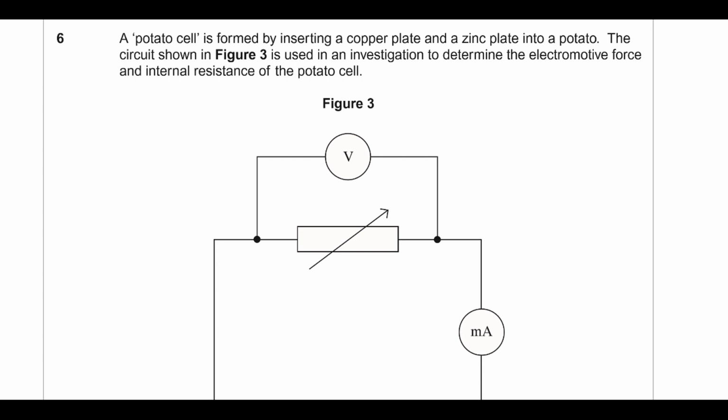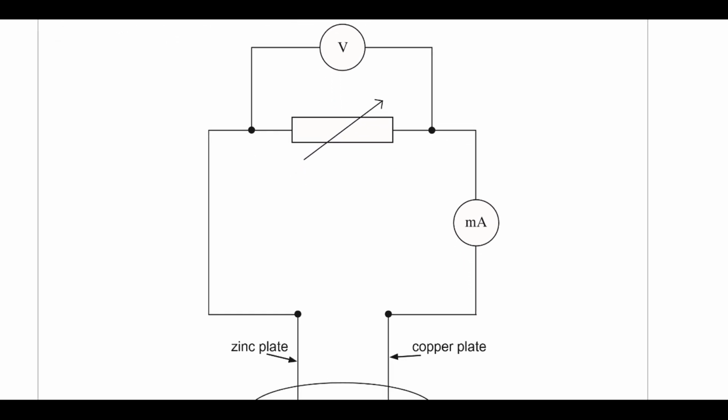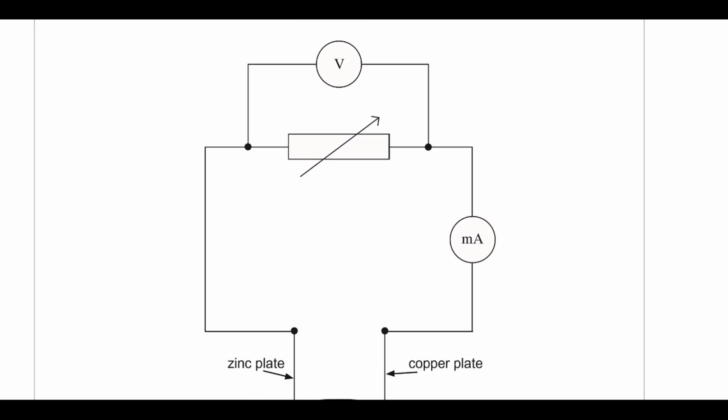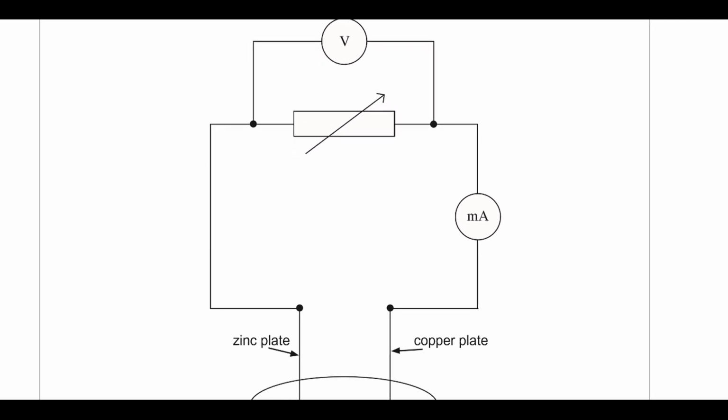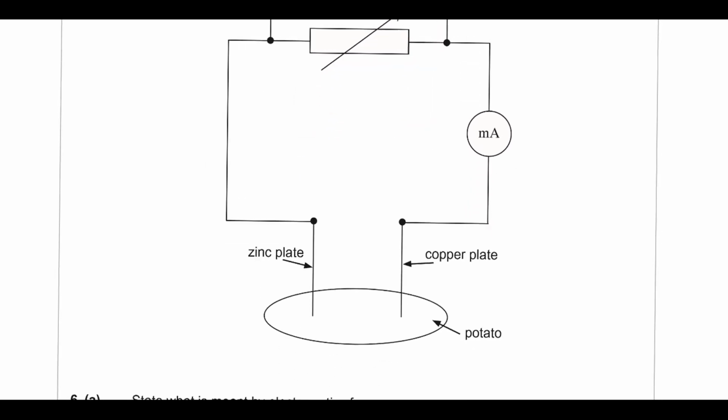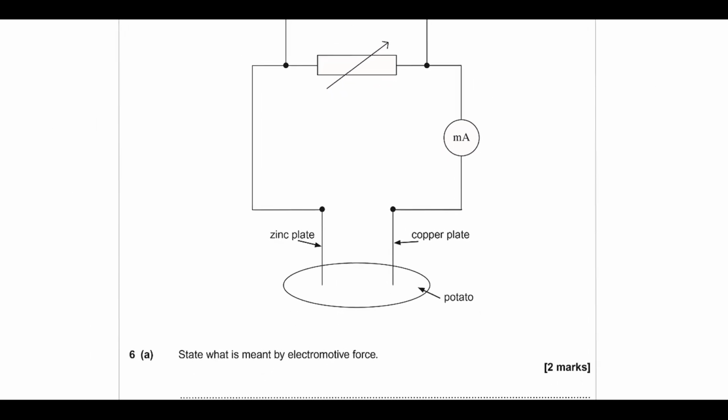So a potato cell is formed by inserting a copper plate and a zinc plate into a potato, essentially making it a battery. The circuit shown is used in an investigation to determine the EMF and internal resistance of the potato cell. This looks very similar to an internal resistance and EMF experiment you should have done as part of the course, with a variable resistor. Let's zoom out a little bit so you can see.